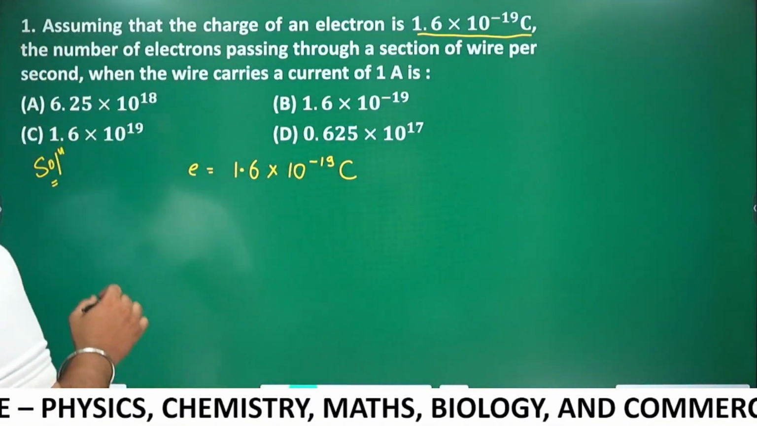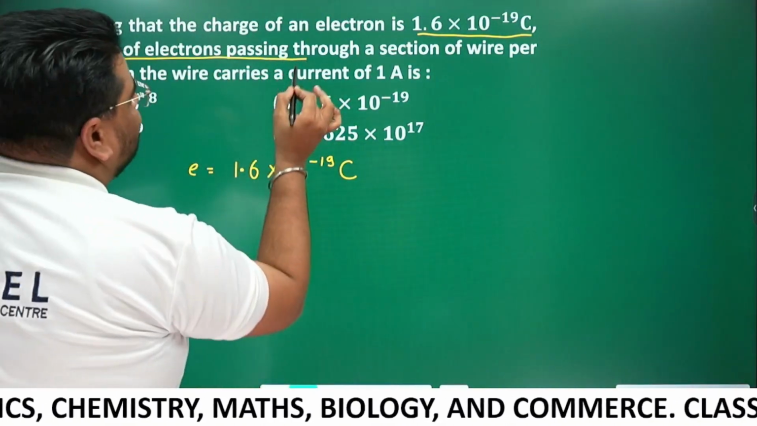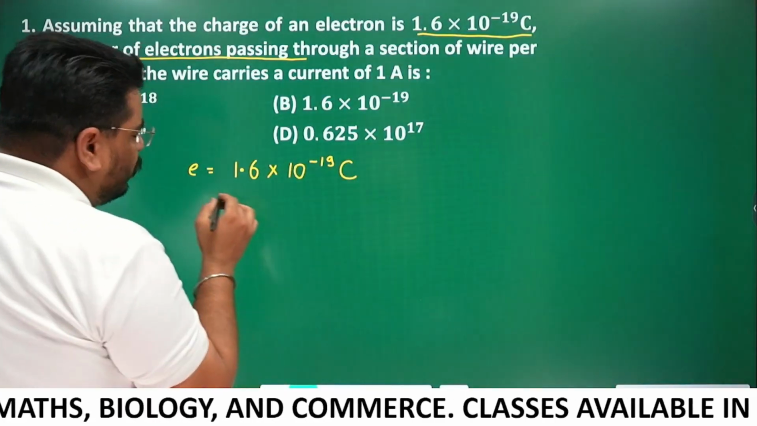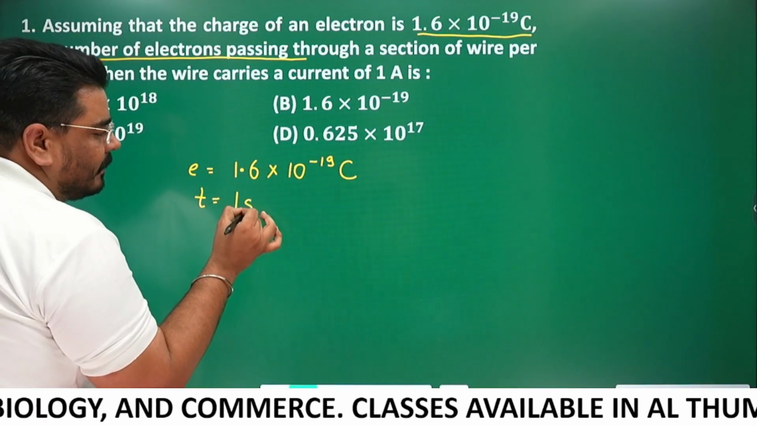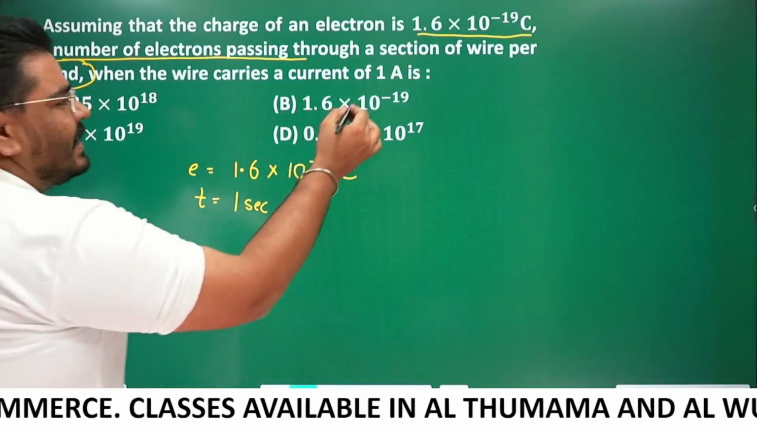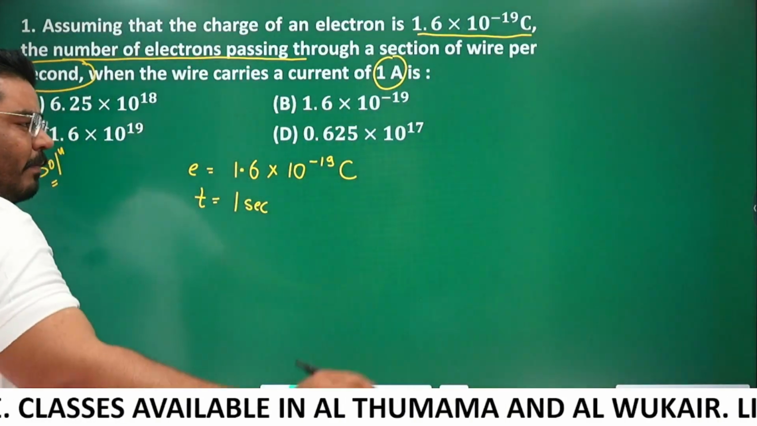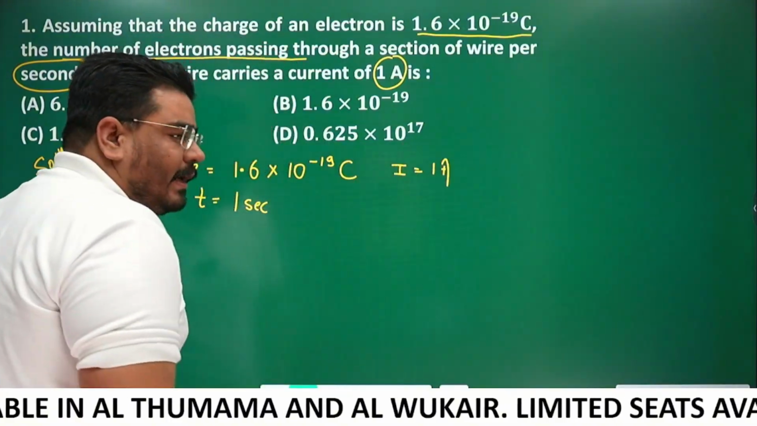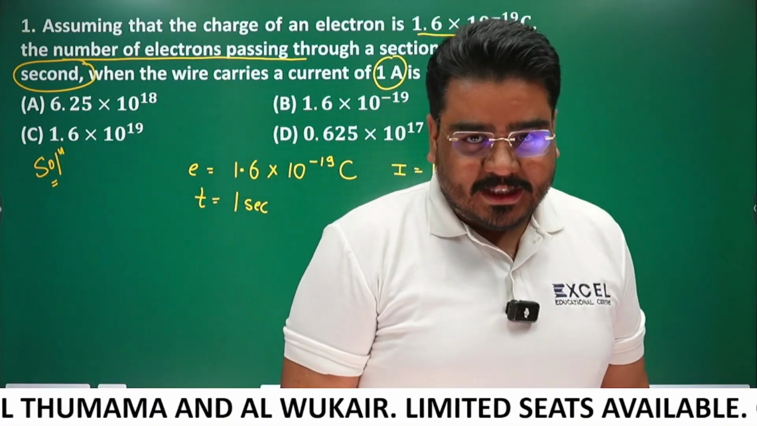Moving on, they are saying the number of electrons passing through the cross-sectional area per second. So the time given to you is 1 second here. Easy. They are saying the wire carries a current of 1 ampere. Now everyone, please write down the given data. That should be the first step of dealing with any problem that you have in current electricity.